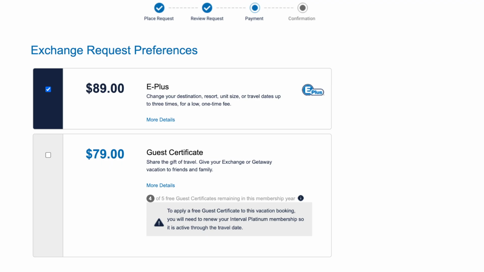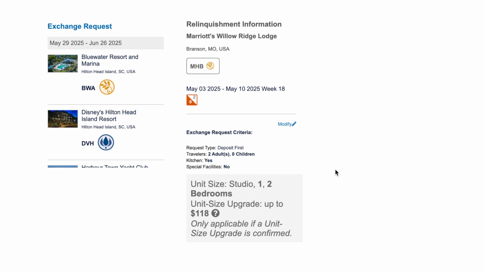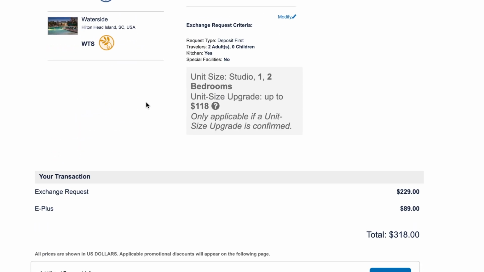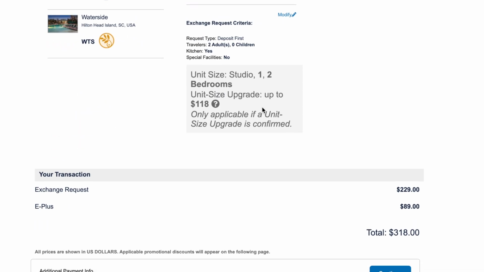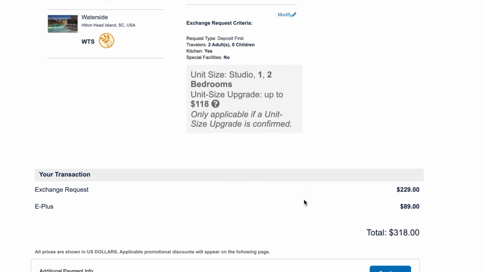Anyway, I'm going to leave the E+ and continue. Basically this is just saying I am relinquishing my studio. I am going to request these 12 resorts. I am willing to upgrade for the additional $118. And this is what it costs me to make a trade within Interval International. It costs me $229 to put in the request and $89 for E+, for a total of $318.